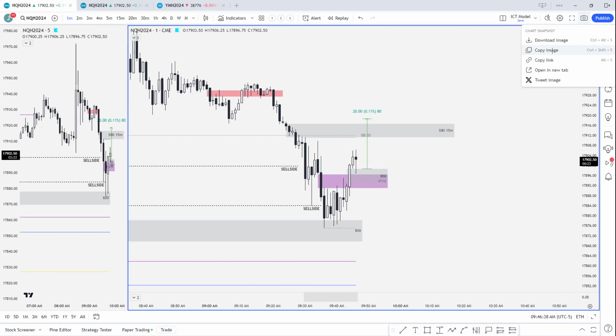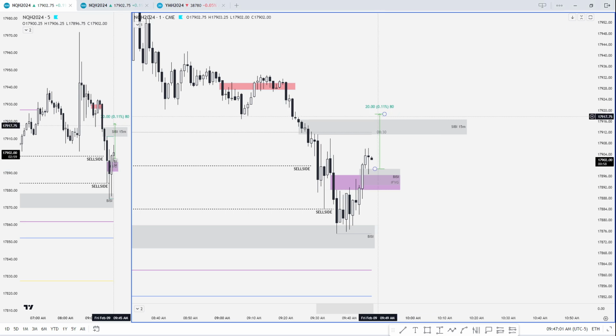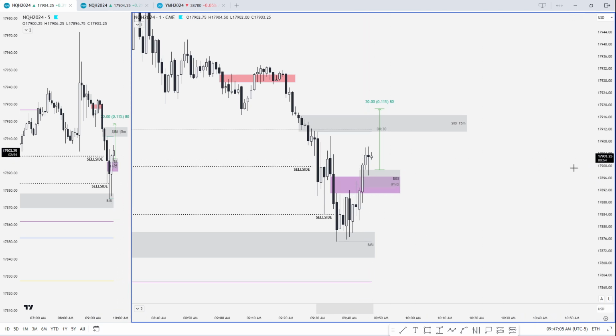Let me screenshot this quickly. Slightly past the short-term 15-minute gap. Could scalp a nice 20 off that. Not going to take it just because it's without macro time, but I think that's a nice trade setup.